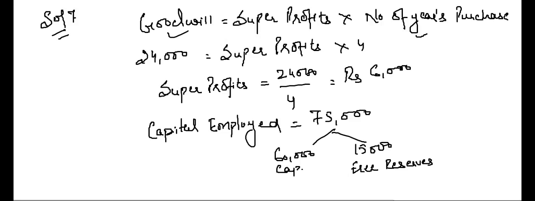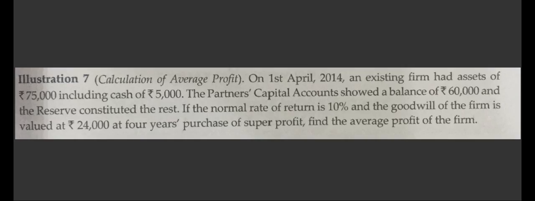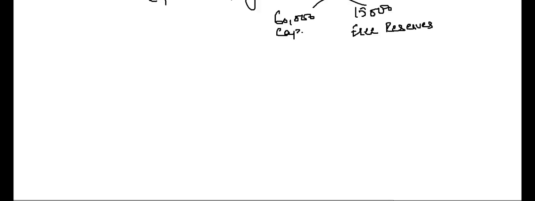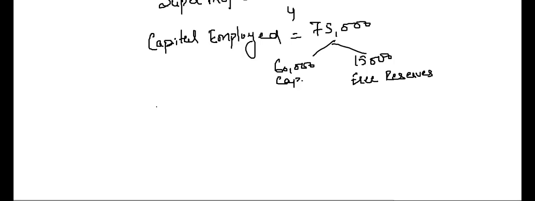Right? And 5,000, the cash is just given to confuse you. Right? Because cash is also an asset. Cash is neither goodwill nor fictitious asset, not the non-trade investment. So we will include cash, obviously. It is included in 75,000. Right? So we have the capital employed of 75,000. Normal rate of return is given at 10%. So what are the normal profits?